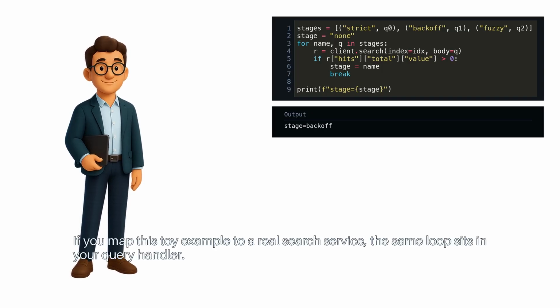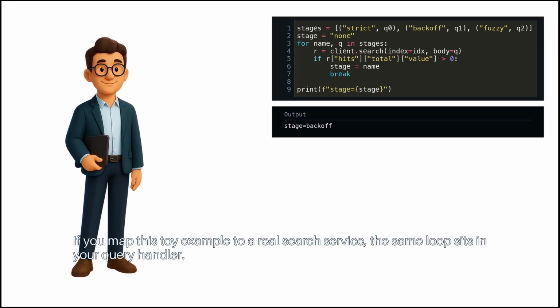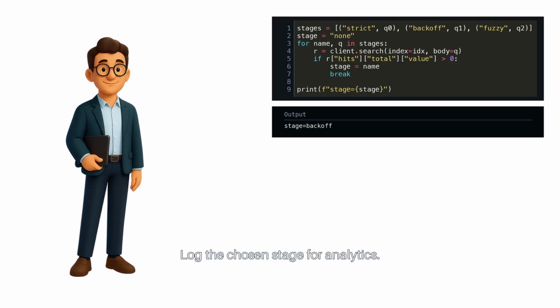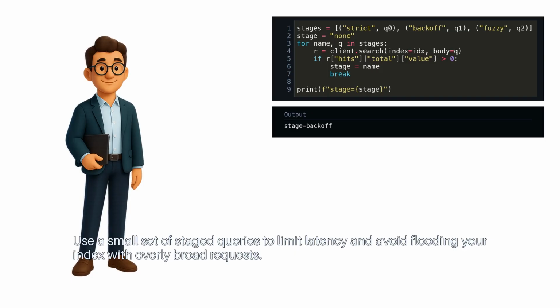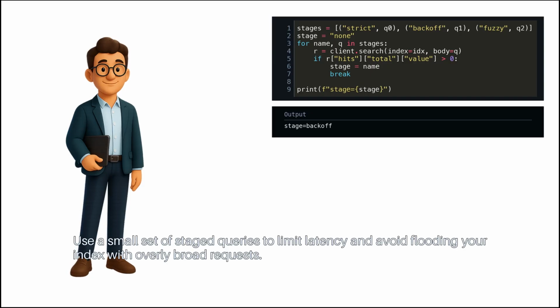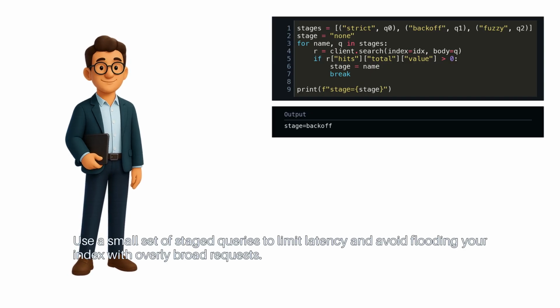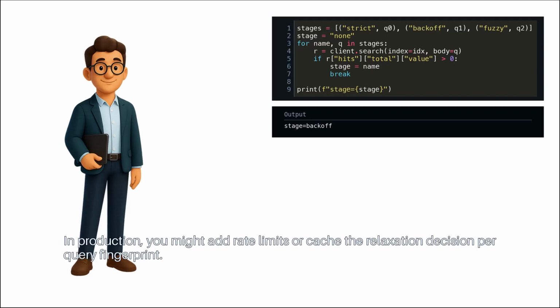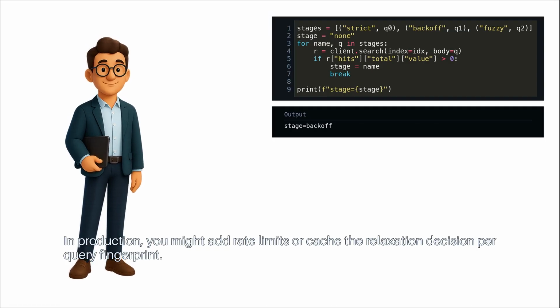If you map this toy example to a real search service, the same loop sits in your query handler. Log the chosen stage for analytics. Use a small set of staged queries to limit latency and avoid flooding your index with overly broad requests. In production, you might add rate limits or cache the relaxation decision per query fingerprint.